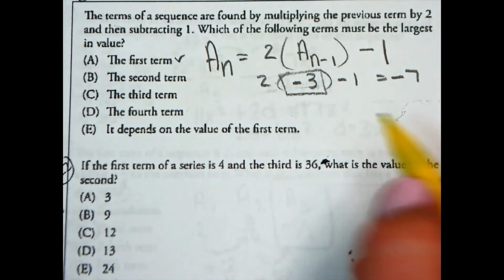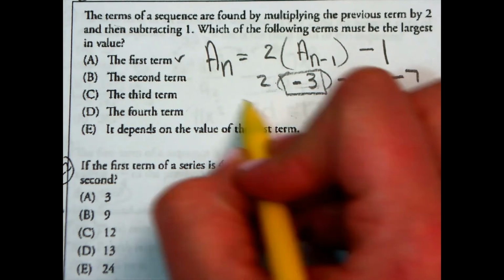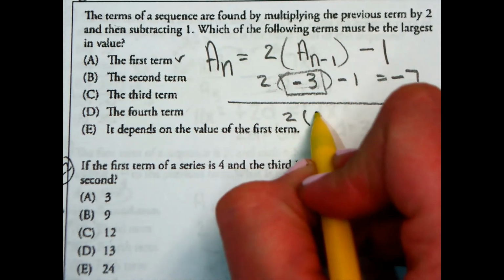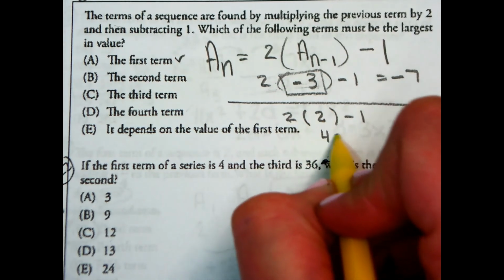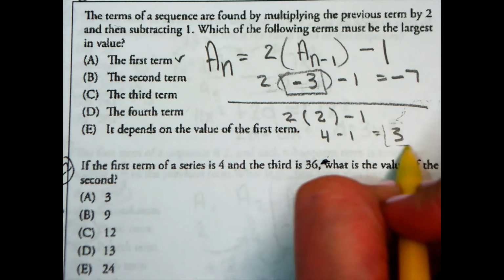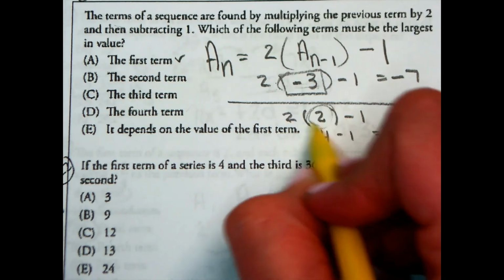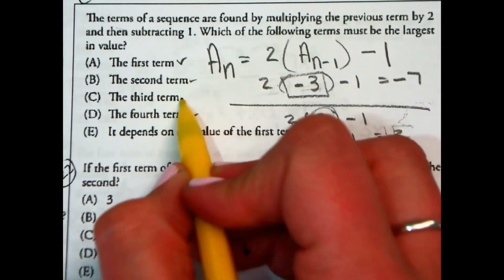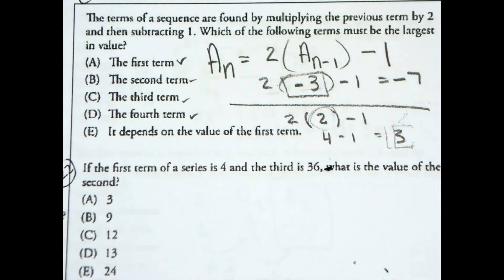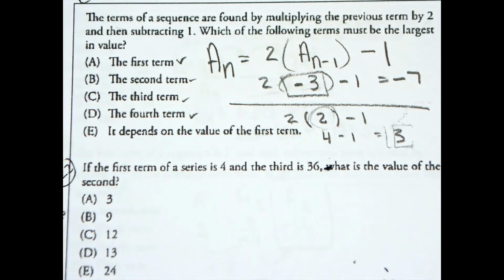Or let's try a positive. Let's say our first term is positive 2. Times 2 minus 1. Well, that is 4, minus 1 is 3. Well, now the next term is bigger than the first. So notice how they haven't put a restriction on values, which means depending on if I choose a positive number or a negative number, all of these terms could be the biggest depending on what sign the first term has.